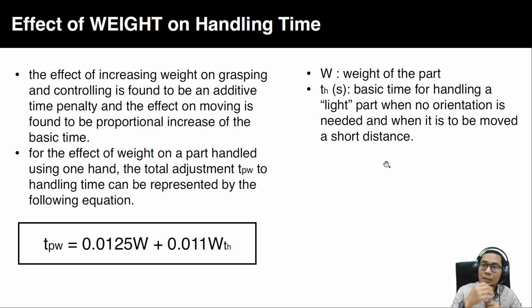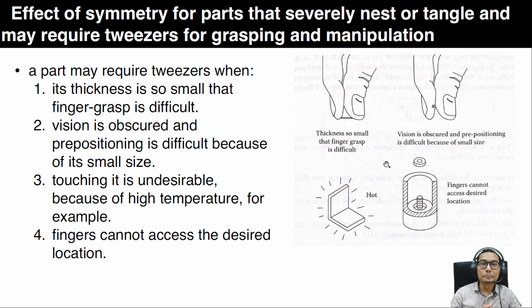So W is the weight of the part, TH is the basic time for handling a light part when no orientation is needed and when it is to be moved a short distance. Okay, so we see here the effect of symmetry for parts that severely nest or tangle and may require tweezers for grasping and manipulation.